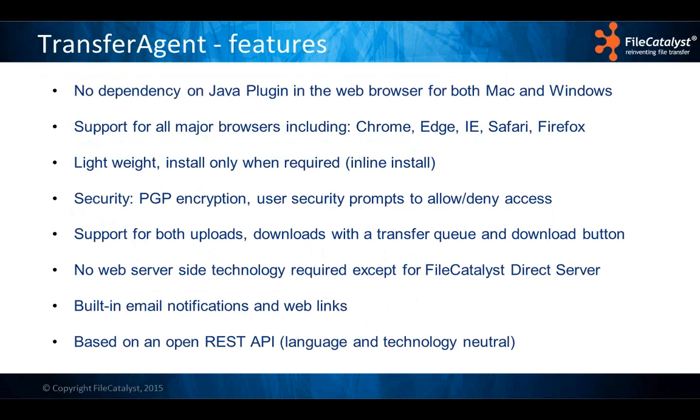It has built-in email notifications and web links, which I will show you in a minute what it means. The email notifications can go out as soon as an upload, download, or an email link is sent. And it's based on an open REST API. So in a sense, the desktop app starts up a web server on a specific port and has REST calls to it to either receive a list of files, or uploads or downloads. So this REST API can be leveraged by much more than just our JavaScript. In a nutshell, it can be used by any other language or technology out there that is able to do REST calls.